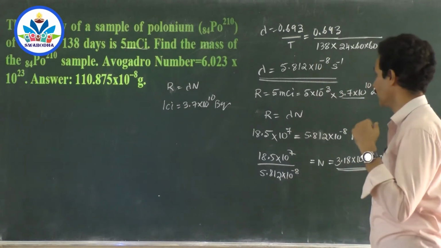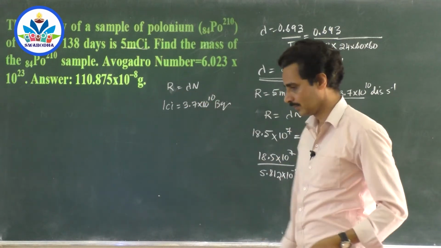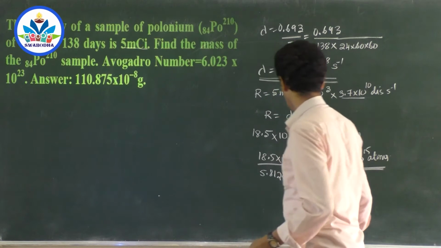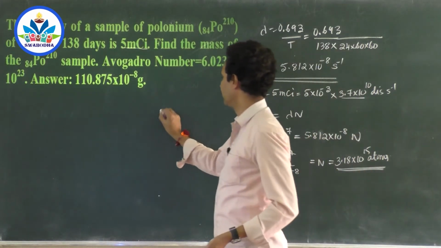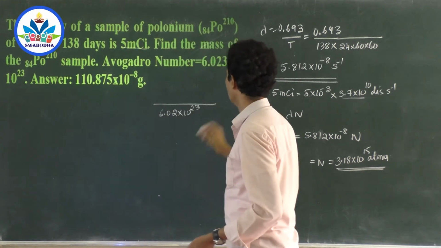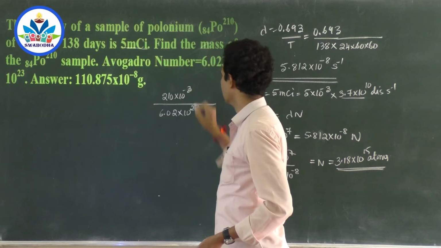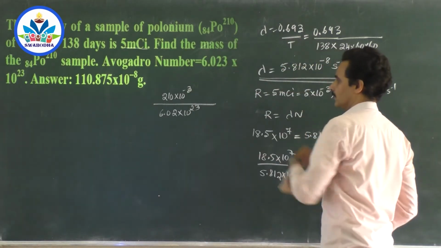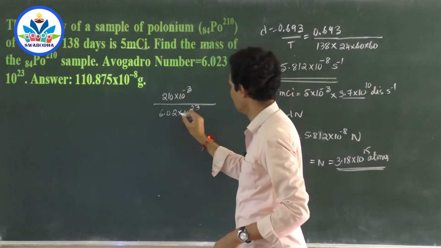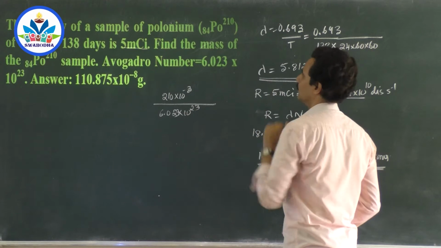What is the mass of these many atoms? That should be the answer, correct? So I'll do it here. Avogadro number of atoms, 6.023 into 10 to the power 23 atoms weigh 210 gram, or in kg, 10 to the power minus 3.